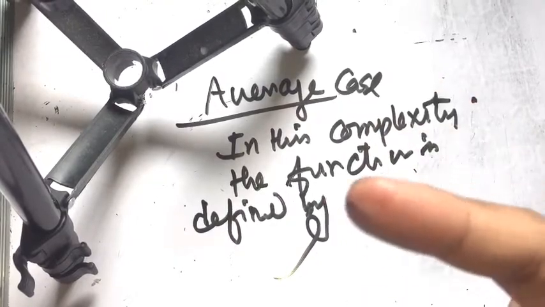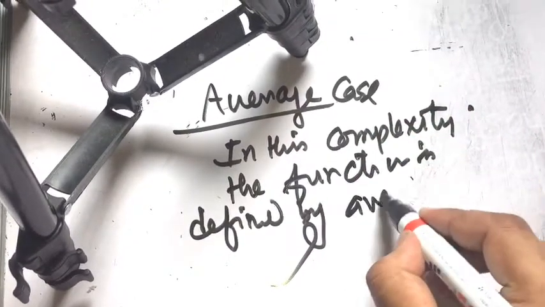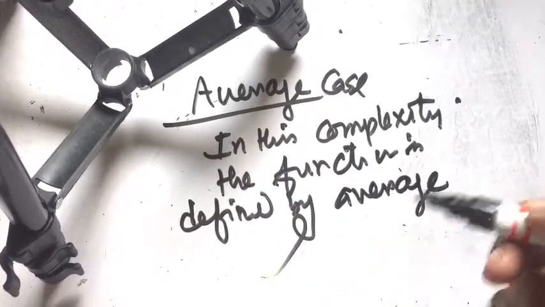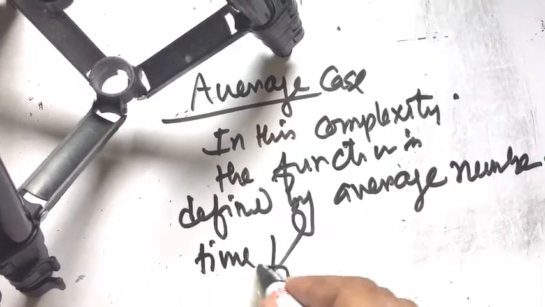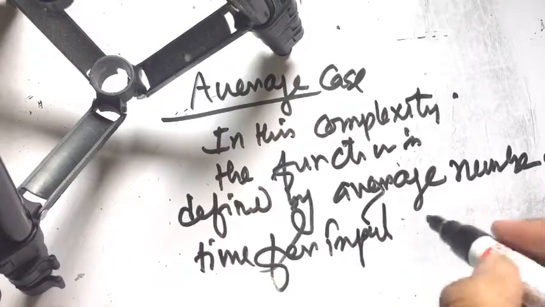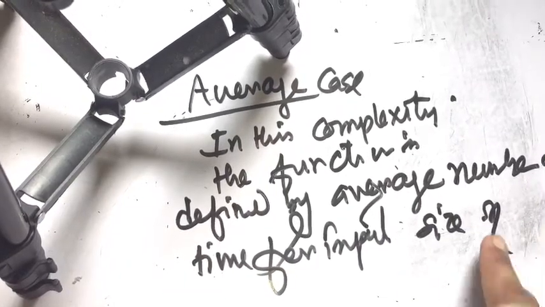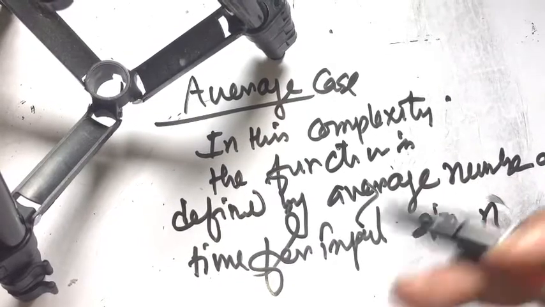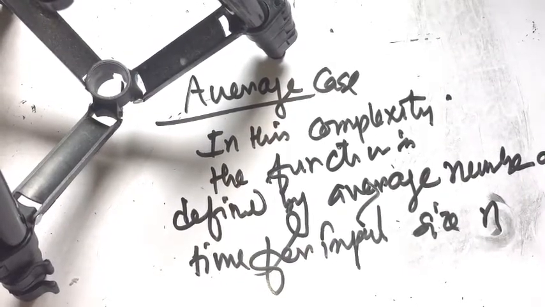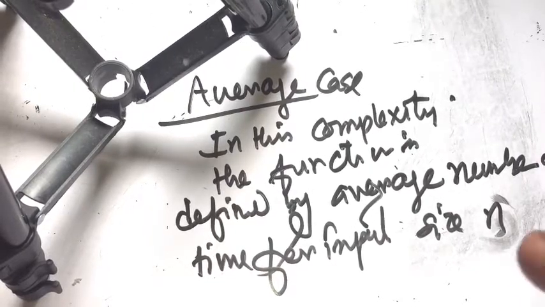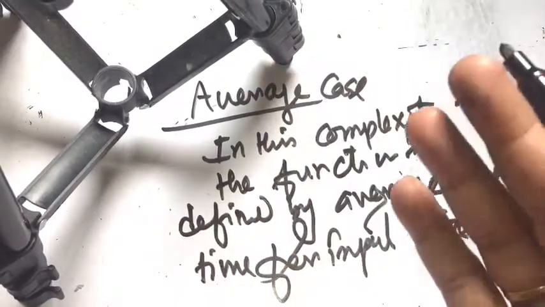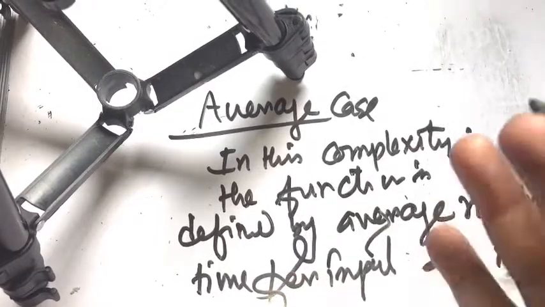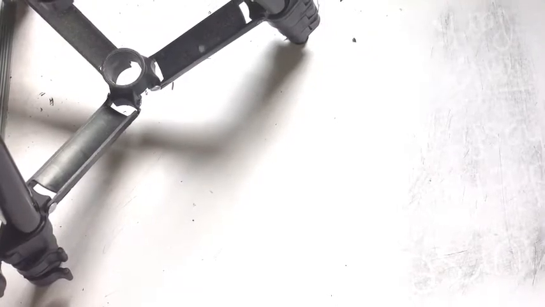average, defined by average number. In case of best, it is minimum. It is defined by the average number of computations, the average time for input size n. So we need the average time for input size n. Average means a moderate time to complete the program, to run the algorithm. So it is the average case. It depends on the input size n. All complexities depend on the input size n.